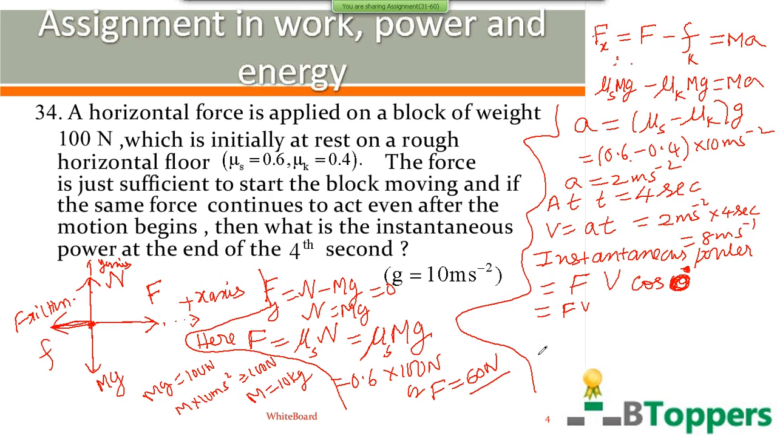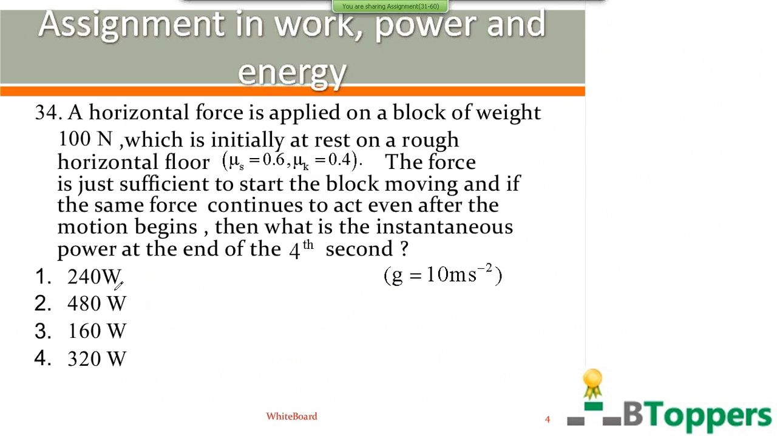So the magnitude of the force applied by the agent on the body is 60 newtons. The magnitude of the instantaneous velocity is 8 meter per second. So you get the answer as 480 watt. If you want to copy down the solution of this problem, you can pause and copy it down. So for question number 34, the second option is the answer.